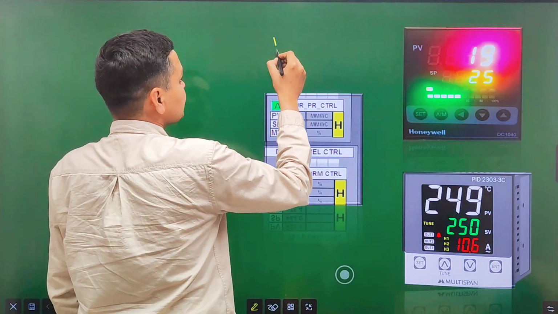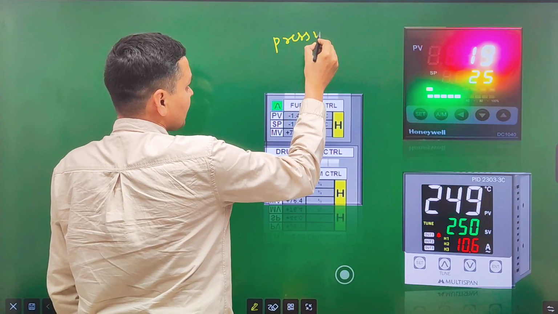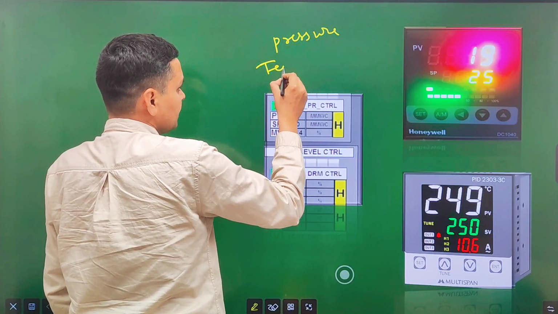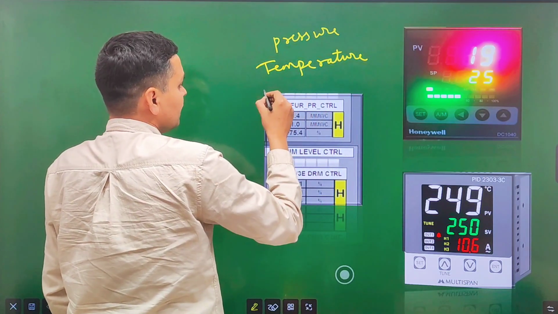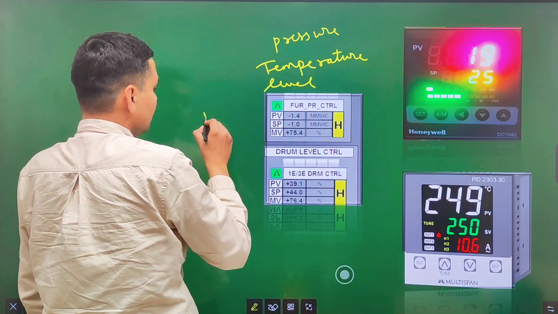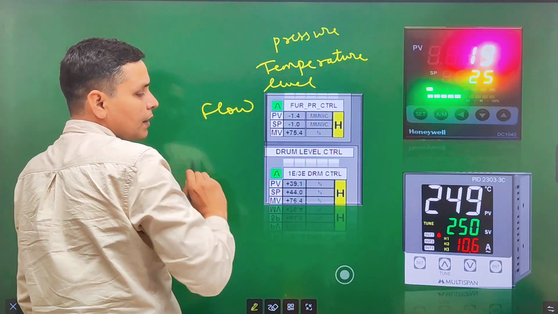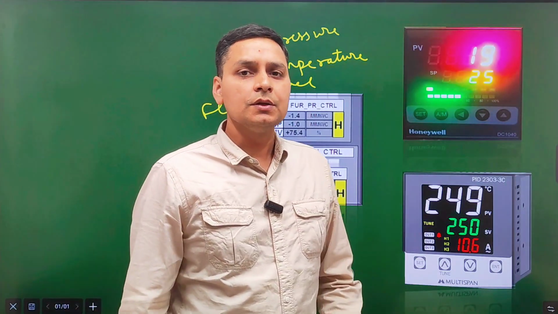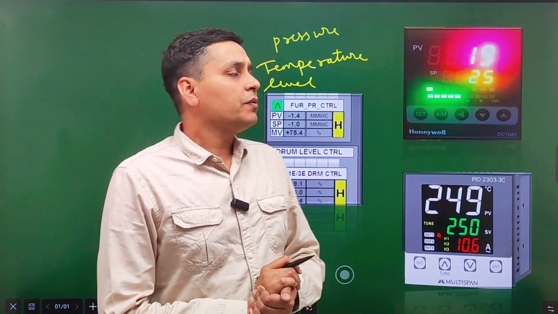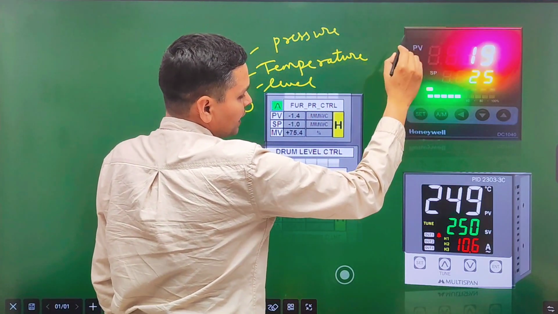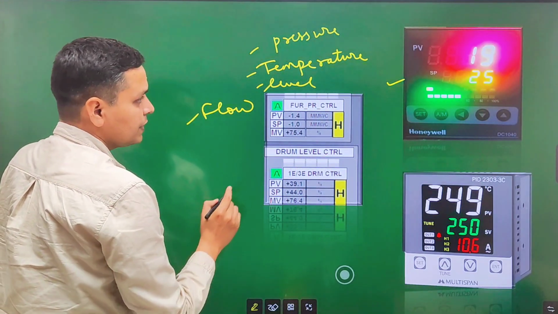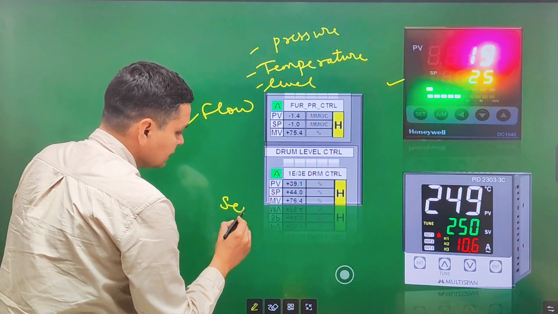Here various parameters means pressure, temperature, level, flow, etc. So if we want to control any of the parameters, we will use a PID controller, and along with this PID controller we will use a sensor.